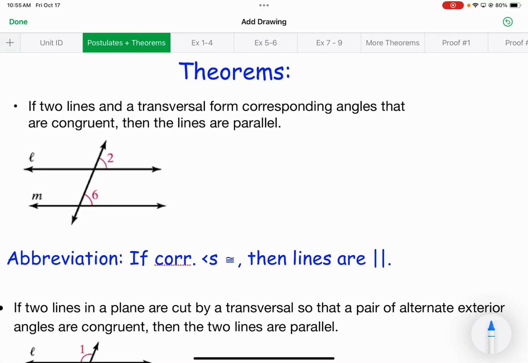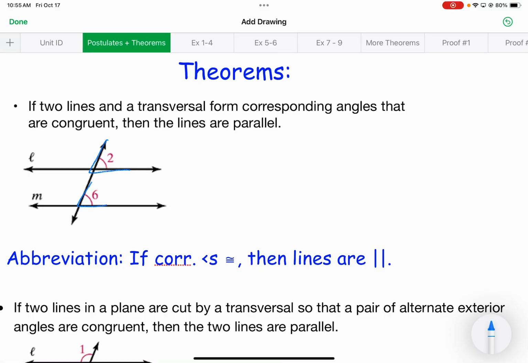So here's what it says. If two lines and a transversal form corresponding angles that are congruent, then the lines are parallel to each other. So if I look at a picture and I see, okay, angle 2 is equal to angle 6, I recognize them as corresponding angles, then I can say that the lines are parallel to each other. So it just flips your if and then statement from what we had in last section, okay?